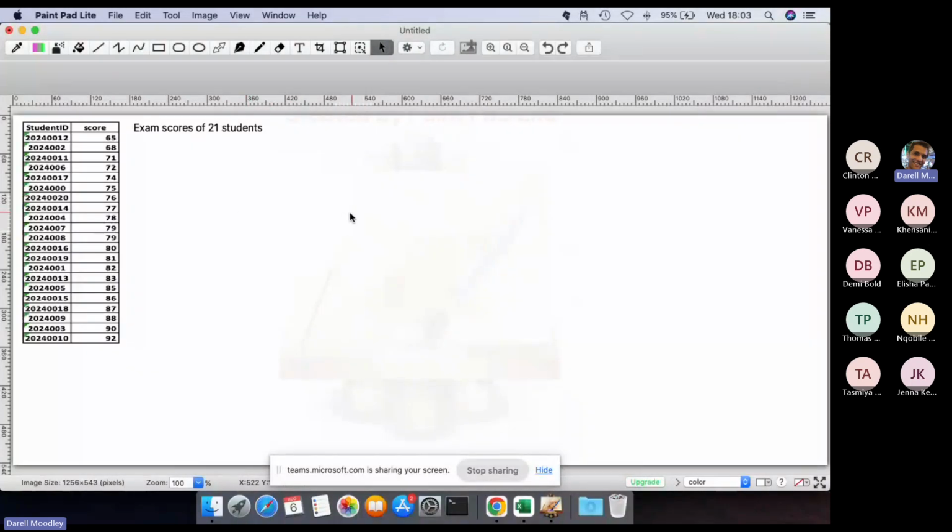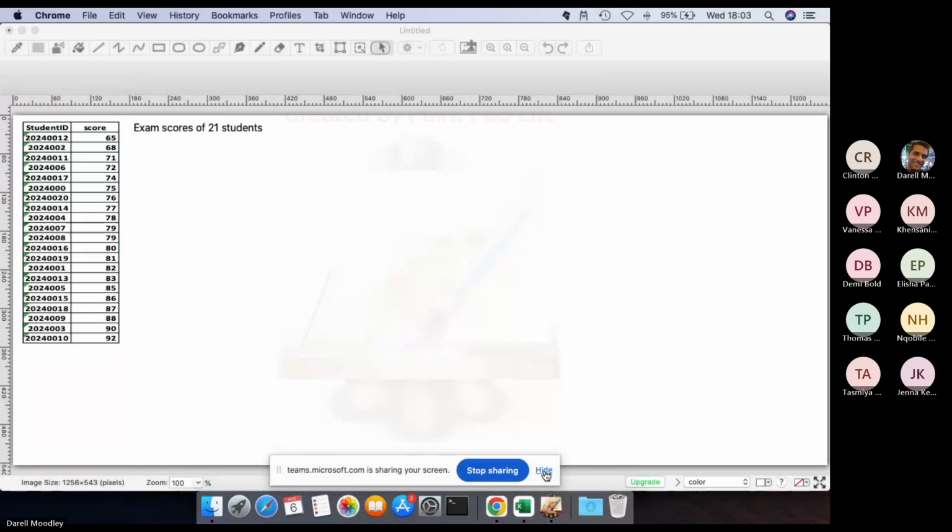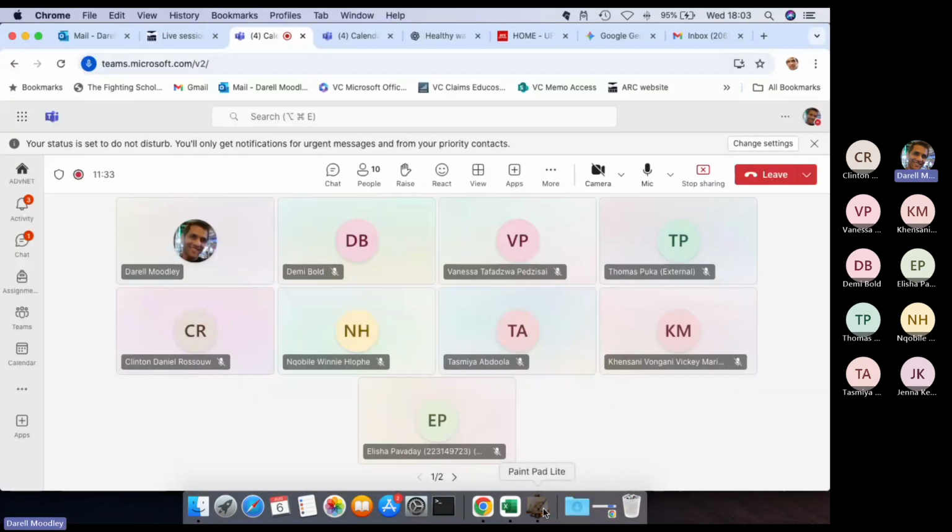So what I'm showing on this whiteboard is a bunch of student IDs and their scores that they got for their exam. So it's a table on the left. But if you can't see it, please just give me a heads up. All right, let's come back to it.